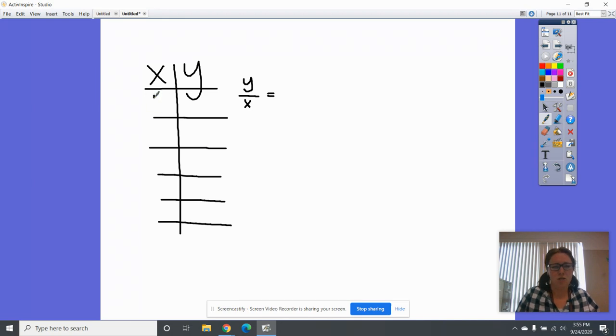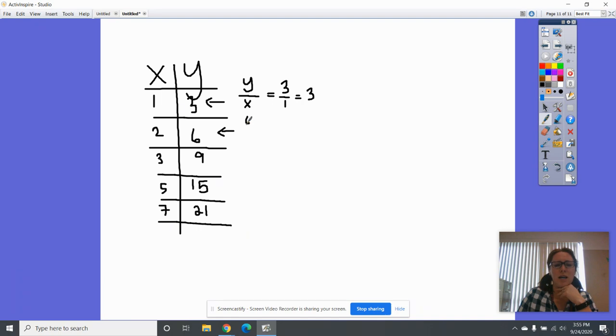So I'm just going to go ahead and do x values 1, 2, 3, 5, 7. And it doesn't matter if they're in order or not. What matters is what's happening over here. So let's call the y values 3, 6, 9, 15, 21. And we're going to divide the y value by the x value. So for this first one, we do 3 divided by 1, which is just 3. That's pretty easy.